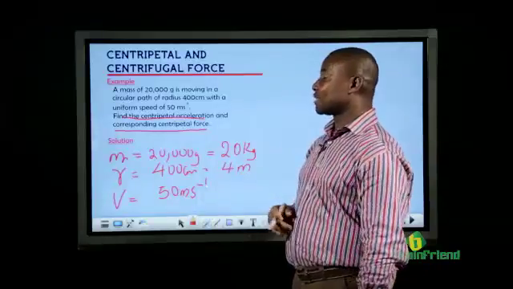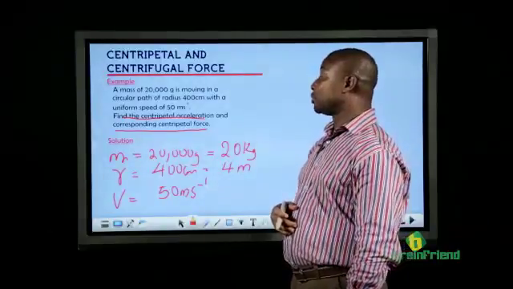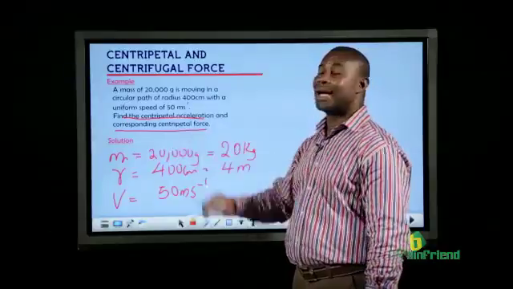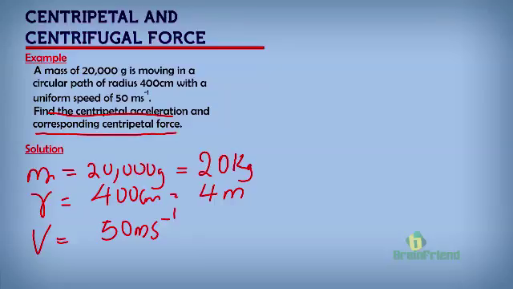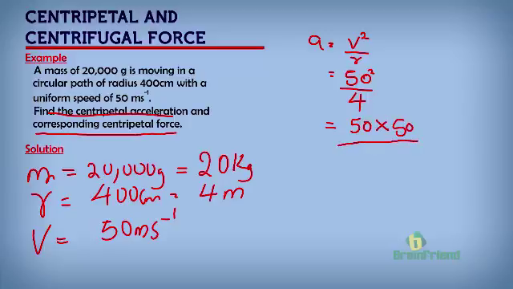So that gives us all the parameters we need to be able to find the centripetal acceleration and the corresponding centripetal force. What did we say is the acceleration? The acceleration is given by v squared all over r. So going with the parameters we have, v as 50 squared all over the radius, which is what? 4. So going with this, it's going to be 50 times 50 all over 4.